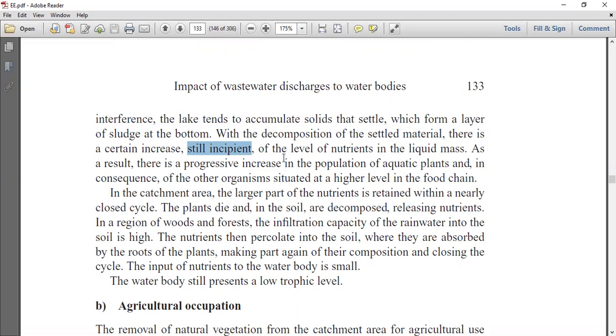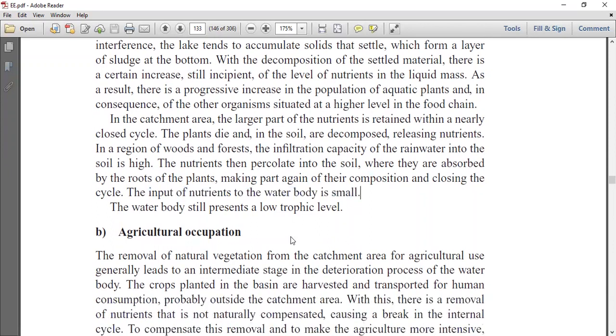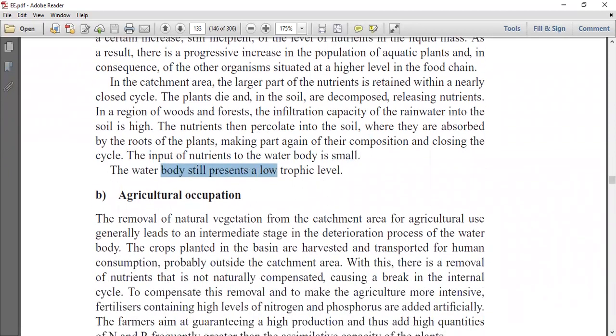As a result, there is a progressive increase in the population of aquatic plants and, consequently, of the other organisms situated at a higher level in the food chain. In the catchment area, the larger part of the nutrients is retained in a nearly closed cycle. The plants die and in the soil are decomposed, releasing nutrients. In the region of wood and forest, the infiltration capacity of rainwater into the soil is high. The nutrients then percolate into the soil where they are absorbed by the roots of the plants, making part again of their composition and closing the cycle. The input of nutrients to the water body is small. The water body is still at a low trophic level.